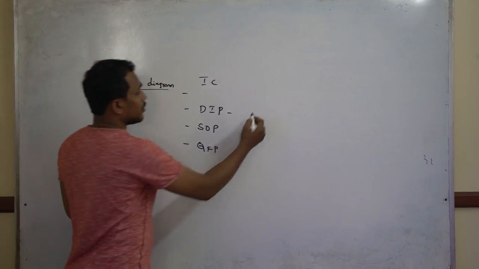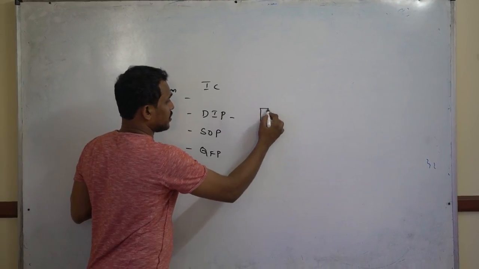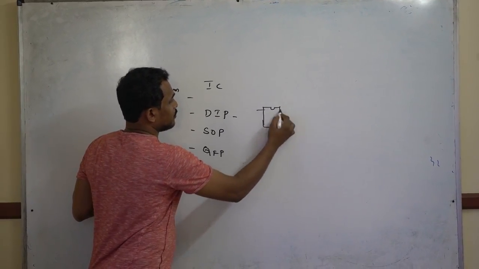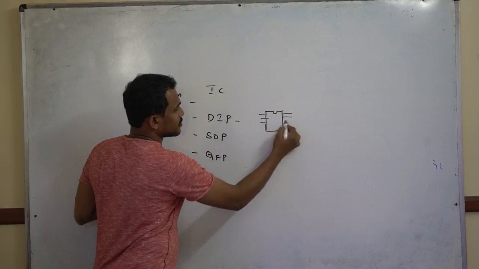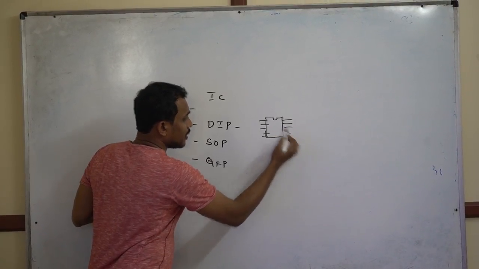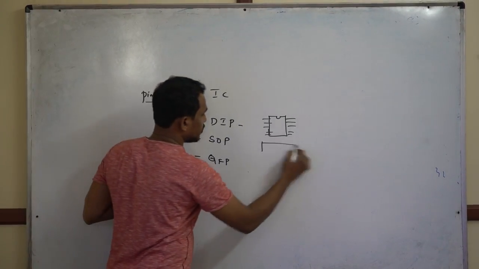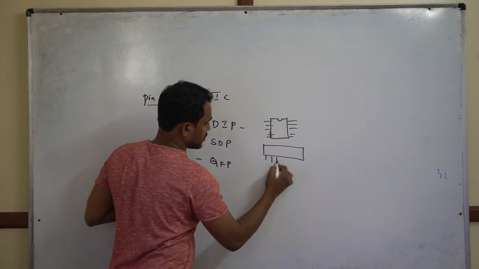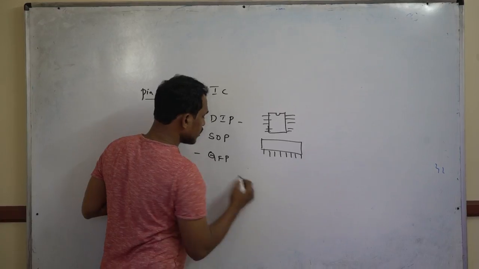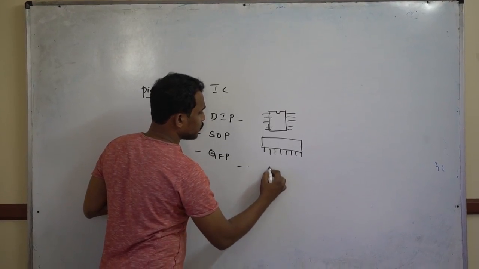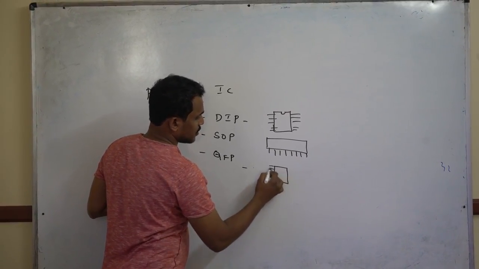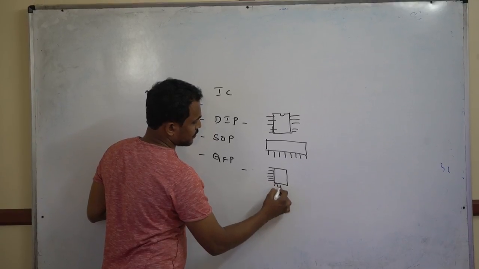That means, coming to the pin shapes of your device, DIP stands for dual inline. That means you will find the pin construction of your ICs like this. And coming to SOP, you will find pins on only one side of your device. And coming to QFP, you will get pins on four sides of your device.